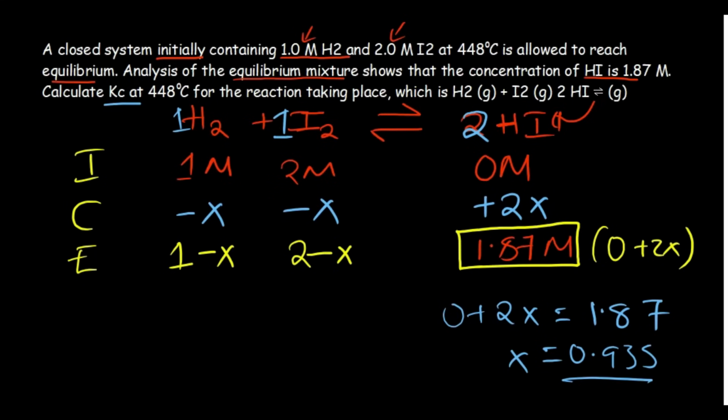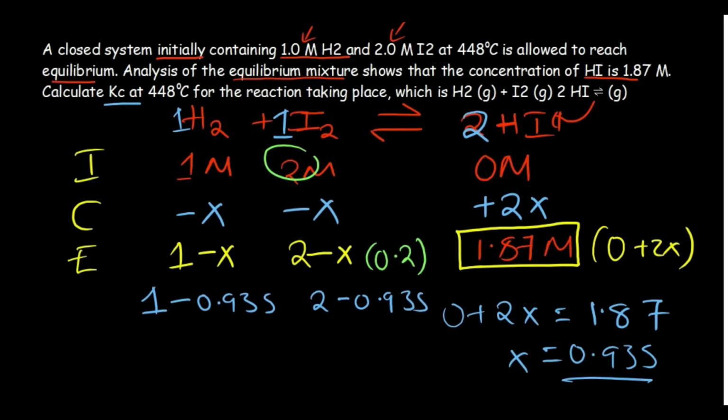So for hydrogen it will be 1 minus 0.935, and for iodine, 2 minus 0.935. For any information, at times they may give you the equilibrium concentration of a reactant. If we are given, for example, a value to say the equilibrium concentration of iodine was 0.2, you're also able to just say, okay, 2 minus x should be equal to 0.2, so that you're able to find the value of x to help you find the equilibrium concentrations of the missing parts, so that you're able to calculate Kc.